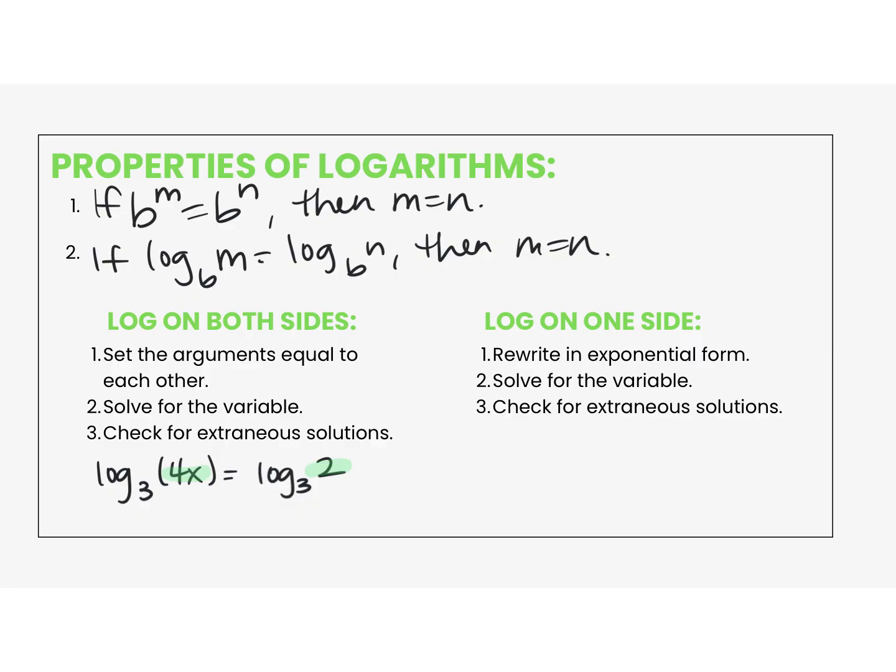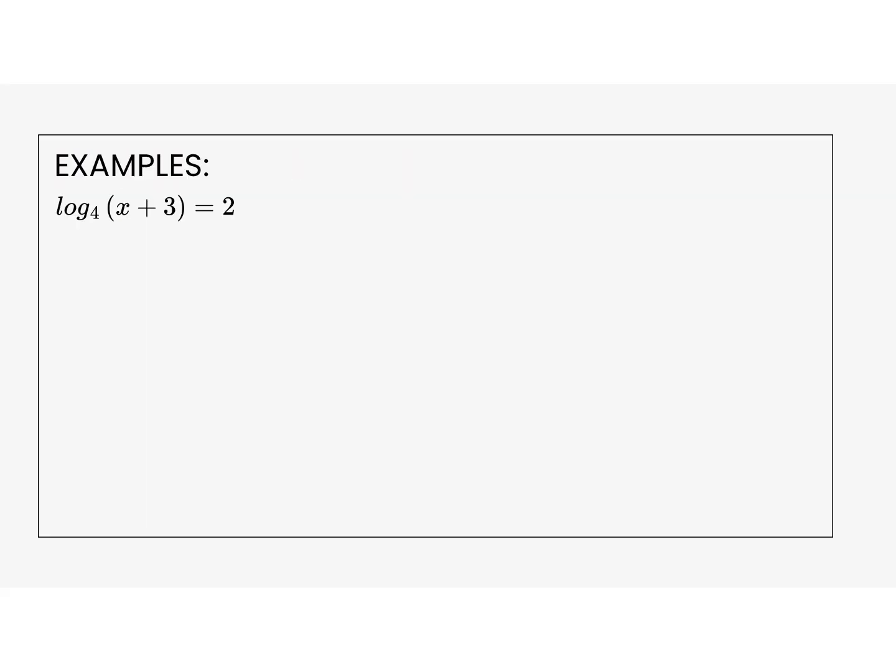We could also see an equation where there's just a log on one side. So for example, log base 3 of 4x equals 2. So the first thing that we're going to do is rewrite that equation in exponential form. And then we're going to solve for the variable, and we still have to check for extraneous solutions. All right, so let's do some practice.